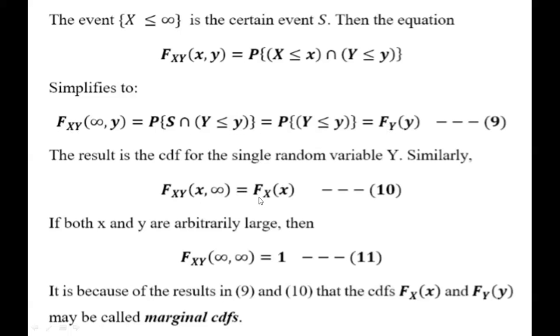The bivariate CDF of the random variables X, Y at infinity comma infinity is 1. If both the events are sure events, then your CDF will be equal to 1. The equations 9 and 10 are called the marginal CDF.